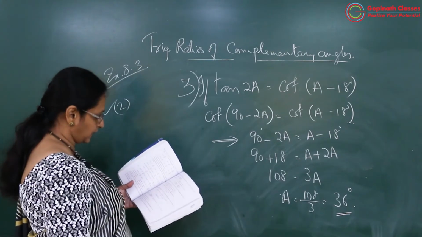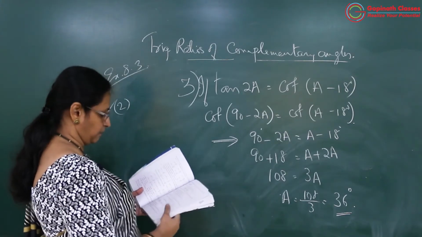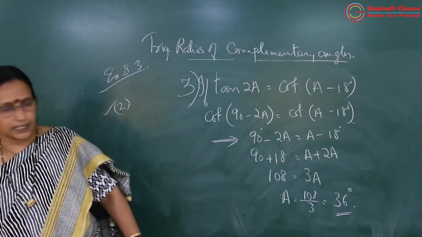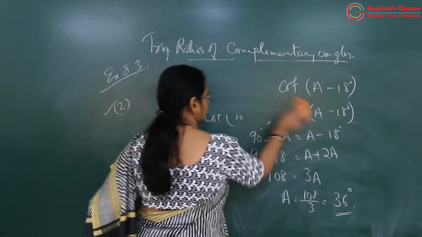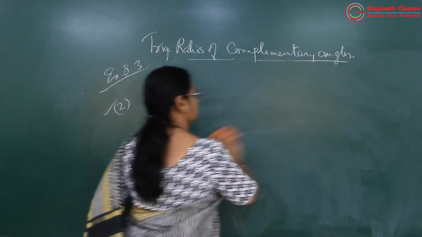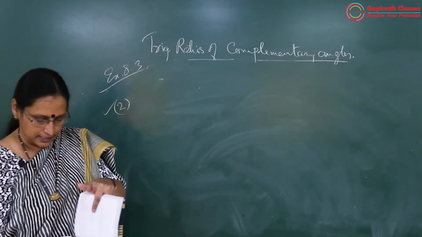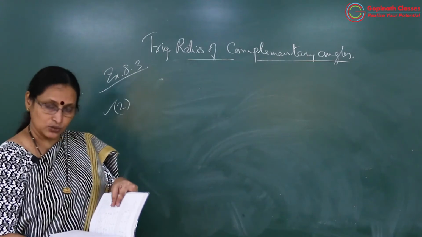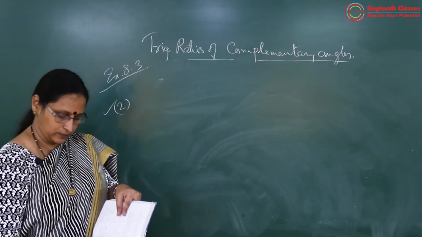Fourth also: if tan A is equal to cot B, prove that A plus B is equal to 90 degree. Fifth question is just like the third. You can try the fifth question. One side it is sec, other side is cosec. So sec you can convert it into cosec and you will get angle A.